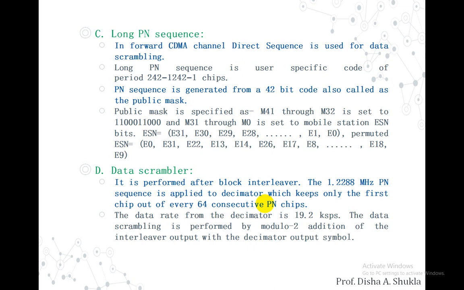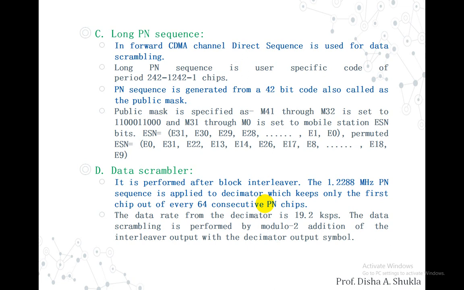A public mask is specified as M41 through M32 set to 1100011000, and M31 through M0 set to the mobile station ESN bits. Now this is how the ESN bits are set up. We have an ESN E31 to E0, then a permuted ESN will be from E0 to E9. So this is how the pseudo number sequence will be generated and added.